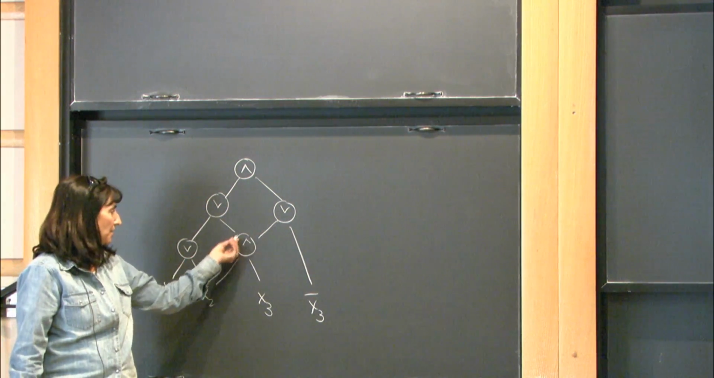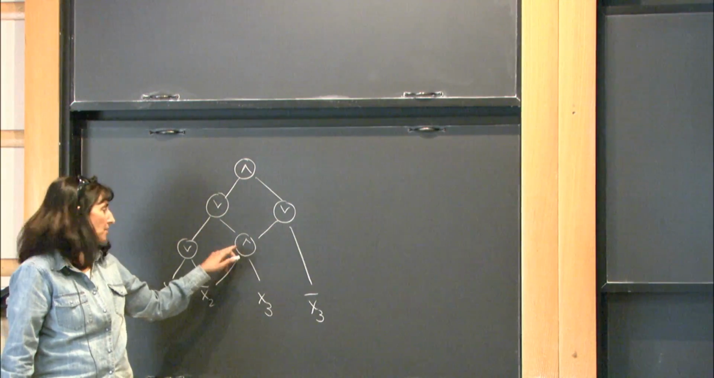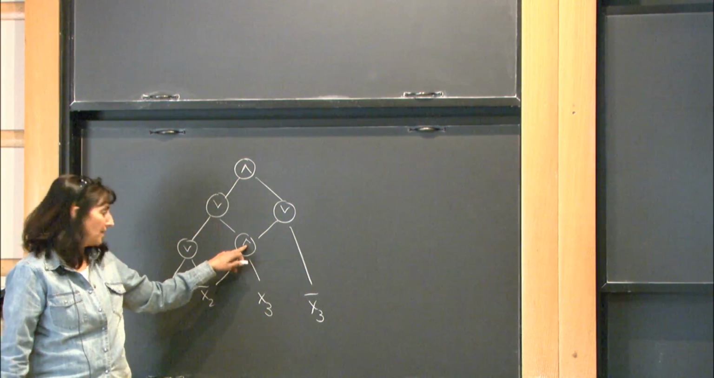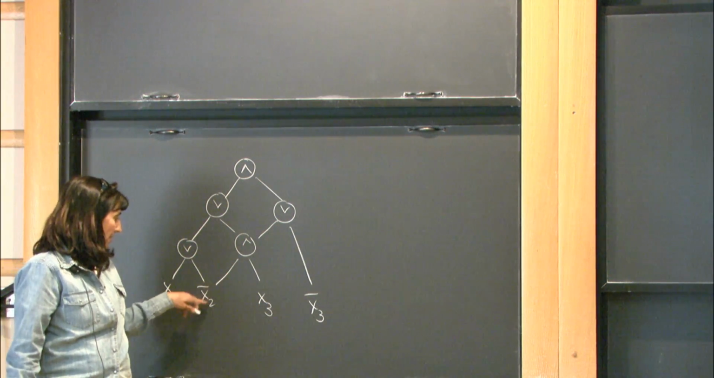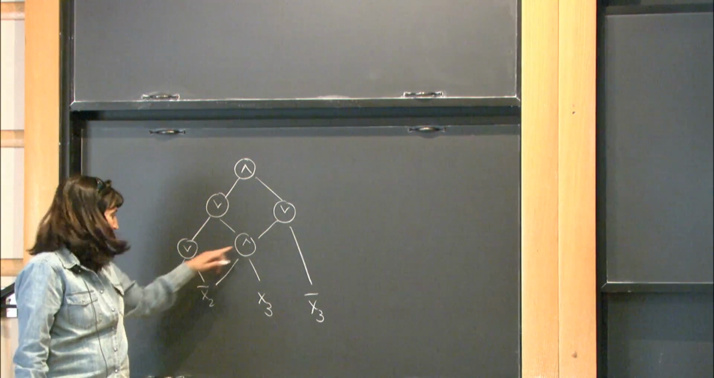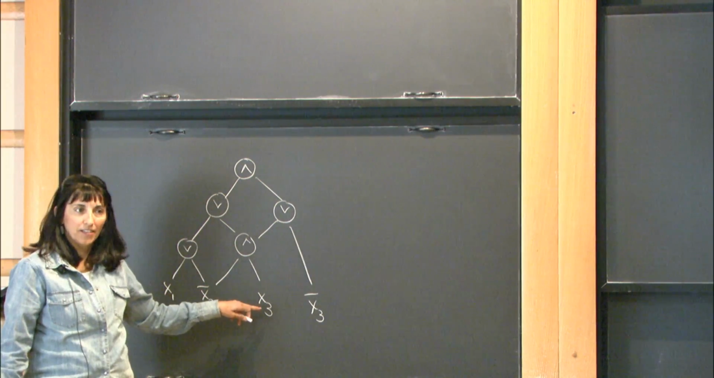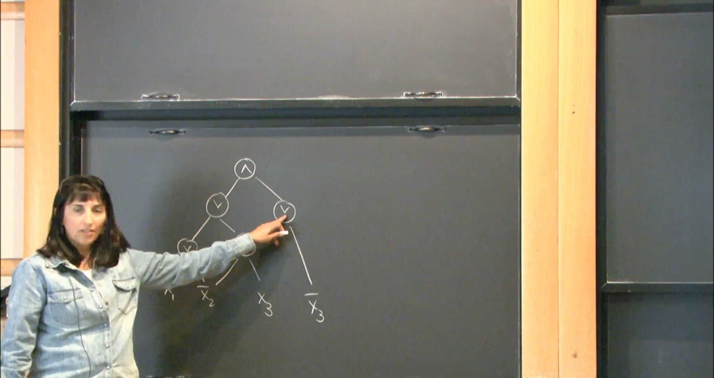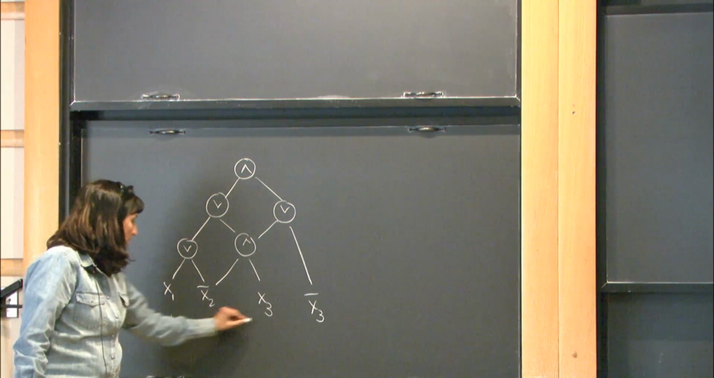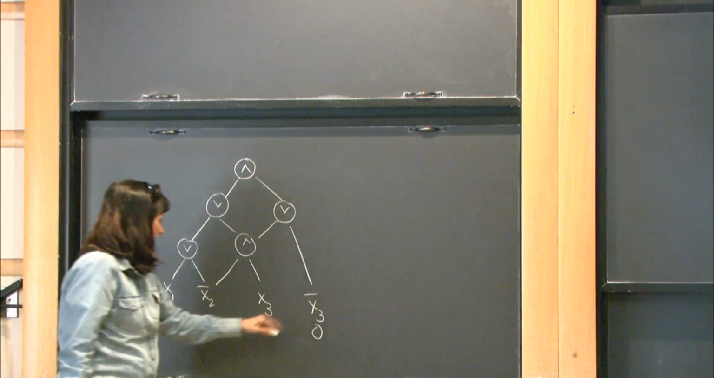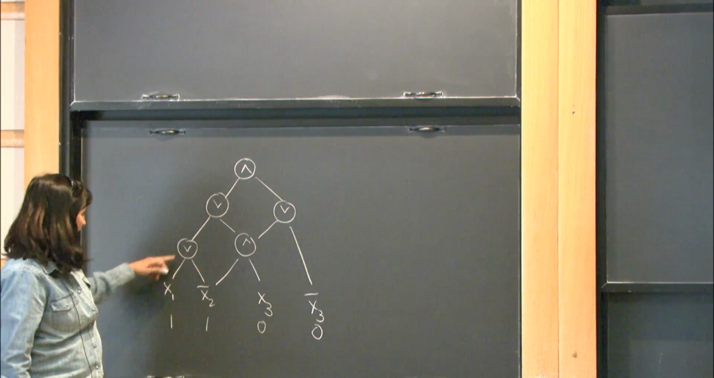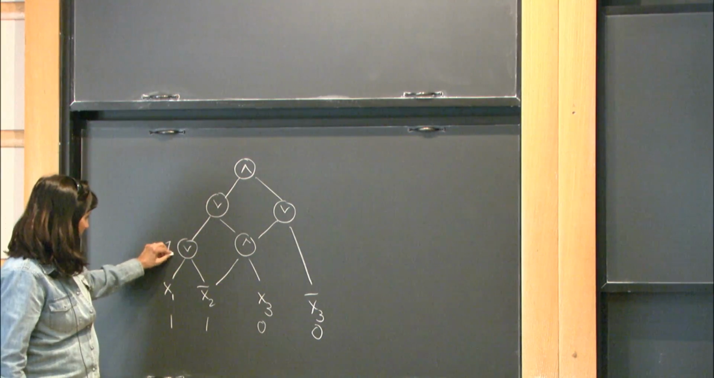Every gate, every node of the graph has fan-in 2, and it computes a Boolean function. So this is just the logical AND of x2 negated. This means negated. So this is the logical AND of x2 negated and x3. This is the logical OR. So for example, if the values were 1, 1, 0, 0, then this computes a function in the obvious way. The OR of these two values is 1.